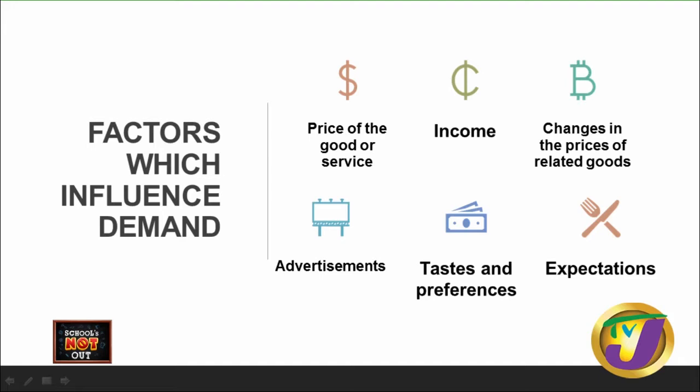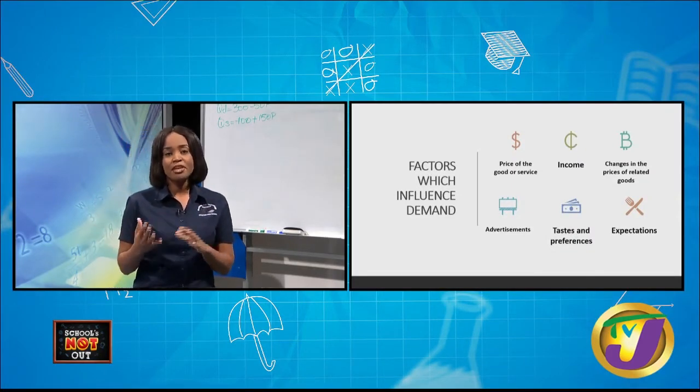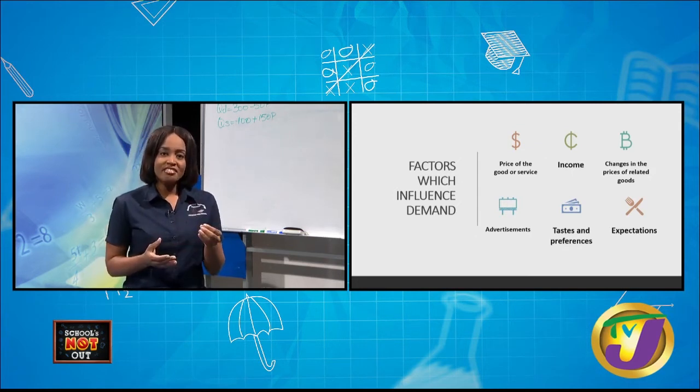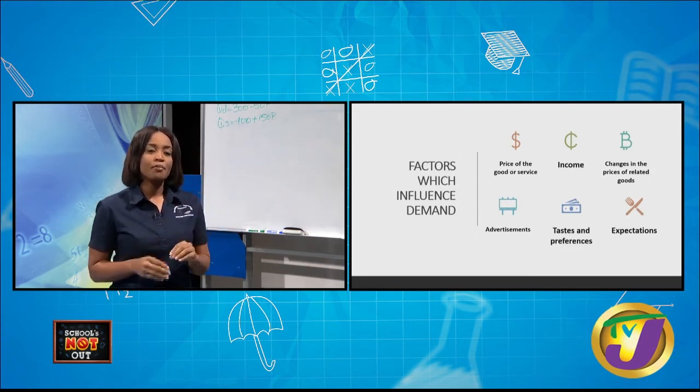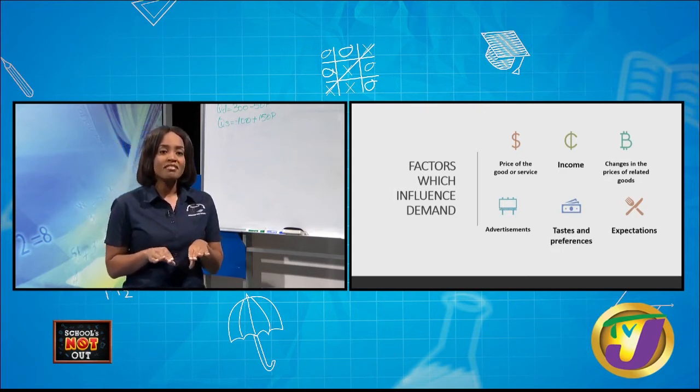Another factor which influences the demand for a good is income. What does income have to do with the demand for a good? Now, if you get a set salary, wage, or you're a student, so you get your lunch money to go to school, that is your form of income. If your income increases, typically you might tend to purchase more. So an increase in your income would usually mean that you're able to afford more of a good or service once the price remains constant.